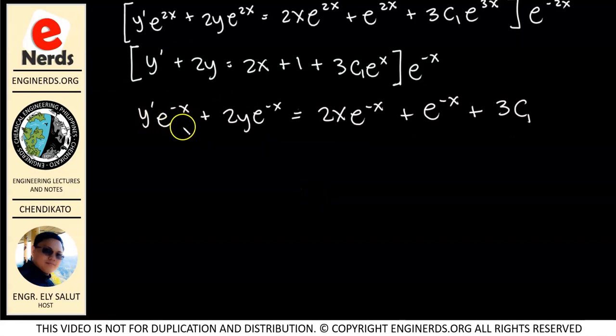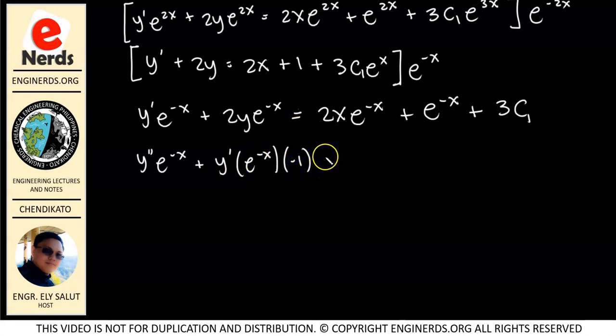We will take the derivative now nitong ating whole equation. So, I will start with this one. Okay. So, unahin natin kunin yung derivative niyan. So, I will have y 2 prime e to the negative x plus y prime, then the derivative of e to the negative x, which is e to the negative x, times the derivative of negative x, which is negative 1. Then plus, now I will get the derivative of the second term.